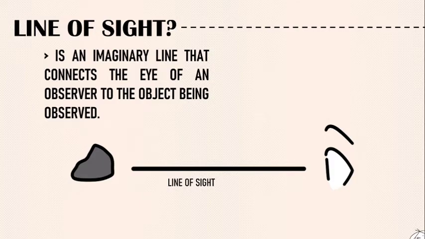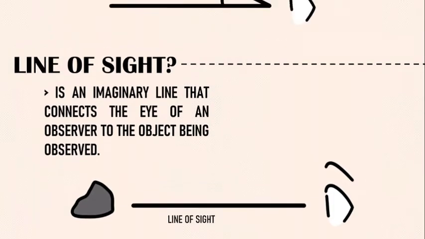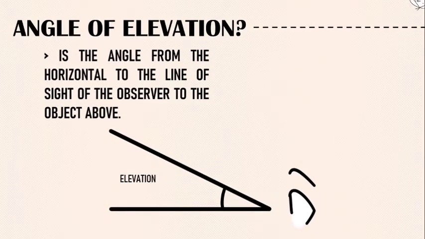So, say you're an observer, and there is an object right in front of you. If you imagine a straight line from your eyes to the object in front of you, that is what you call your line of sight. Now, what is the angle of elevation? The angle of elevation is the angle from the horizontal to the line of sight of the observer to the object above. In simpler terms, it is what you see above your line of sight.